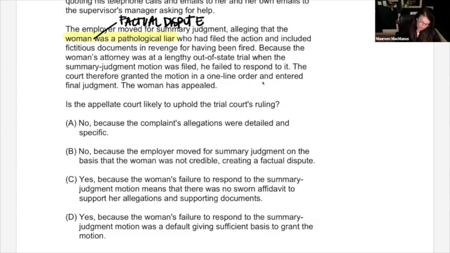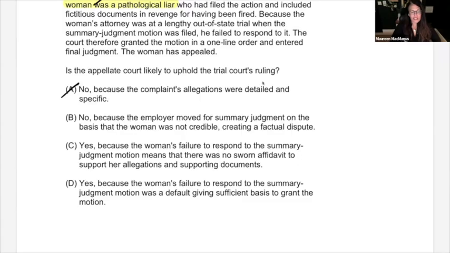So that looks good. C, yes, because the woman's failure to respond to the summary judgment motion means that there was no sworn affidavit to support her allegations and supporting documents. If there wasn't a factual dispute, she couldn't just rely on the complaint, and she would lose here for failing to respond. But because the actual MSJ created a factual dispute, she didn't have to do anything. So this kind of overstates the law. You don't have to respond if it's unnecessary. So it misstates the law.